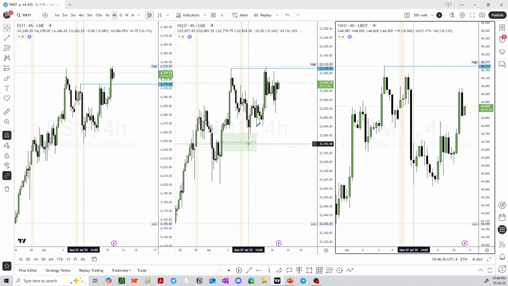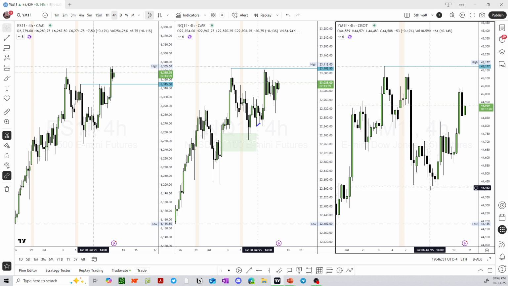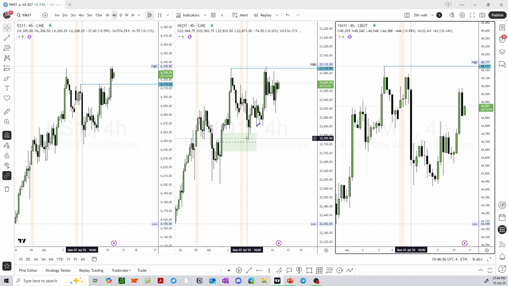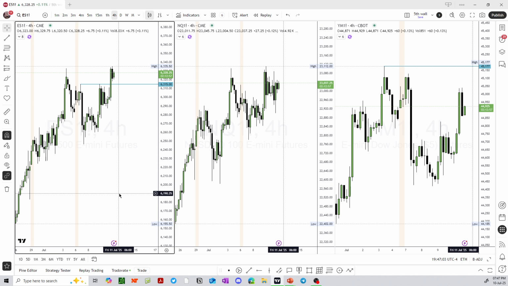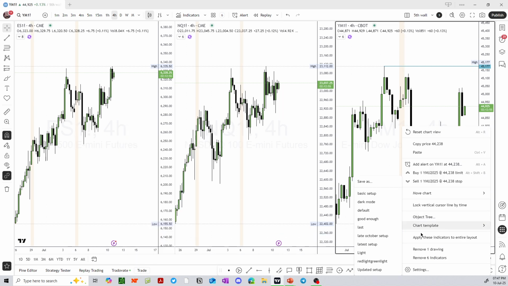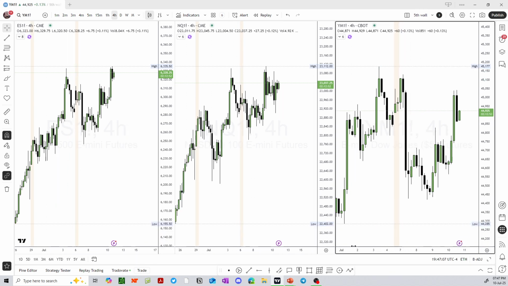So right where my cursor is, 1400 hours on Monday, July 7th, is a divergence on the YM, because it ran that low here, but then the NQ and the ES refused to do so. So let's just clear the screen. It's only one drawing on there anyway, but let's highlight this divergence here.